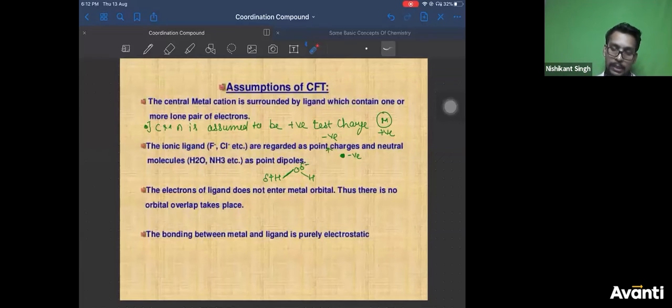Now next, electrons of the ligand do not enter the metal d orbital. What does it mean? Electrons are not donated by the ligand to the central metal atom, which is the reverse of VBT, which says the ligand donates a lone pair of electrons to the metal atom. No coordinate bond, no covalent bond, no overlapping takes place. Rather, the bonding between metal and ligand is purely electrostatic or ionic.